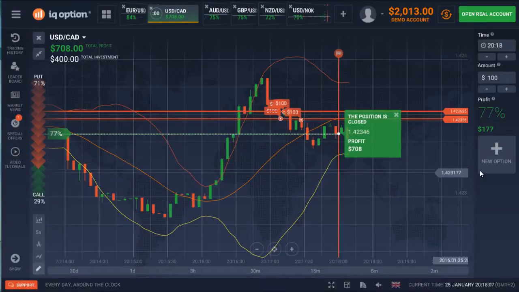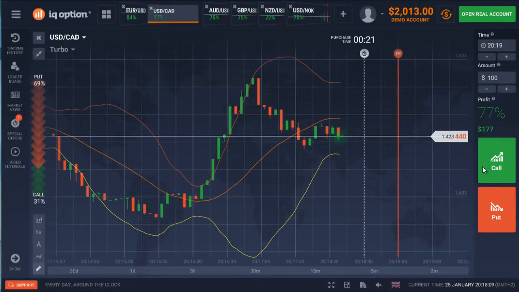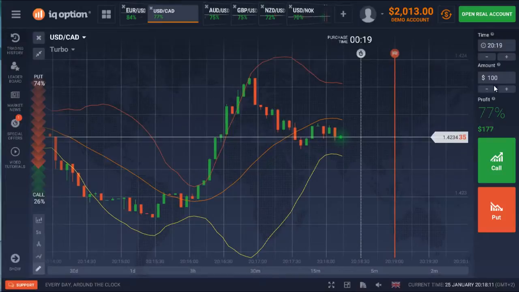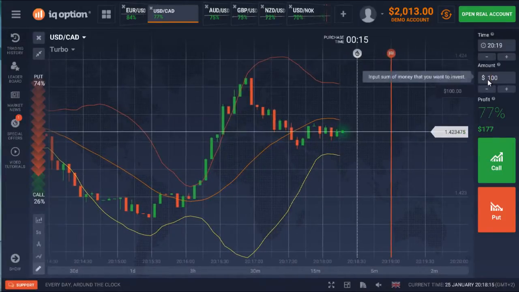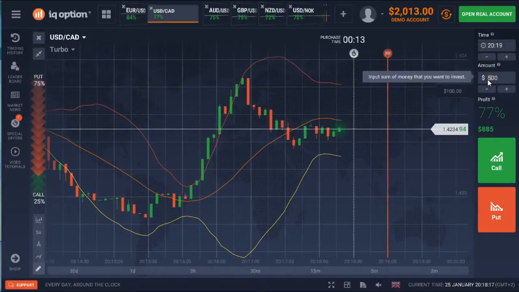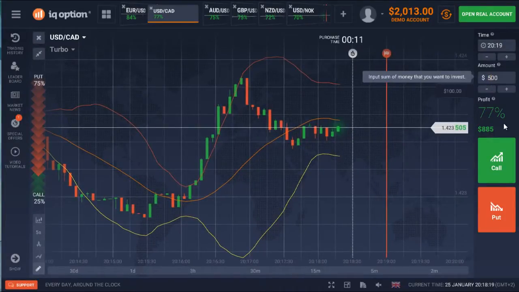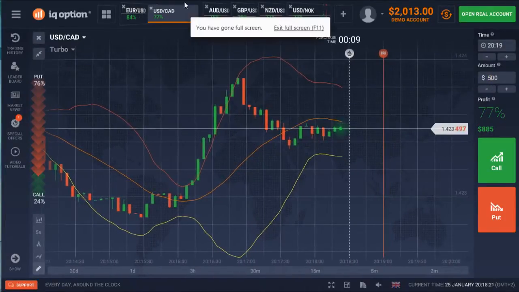So this is just a short and quick demonstration of how to work with the 5-second chart and changing around to the different assets that work for you.